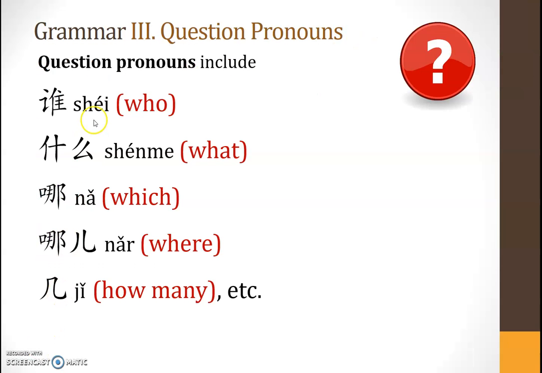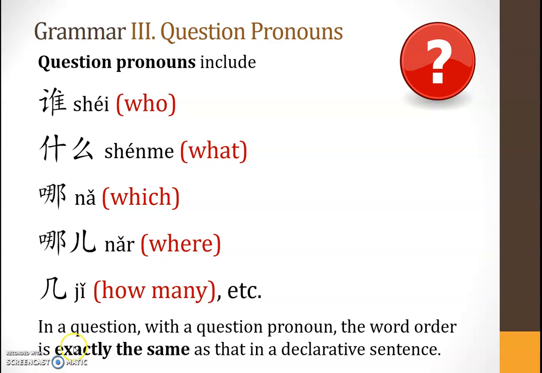The next grammar point that we're going to look at is the question pronoun. We learned several of them. The first one, 谁, who, 什么, what, 哪, which, 哪, where, 几, how many. So it's very important that you know where to put these question words. Unlike English question words that always go in the very front of the sentence, Chinese question words could happen anywhere in the sentence.